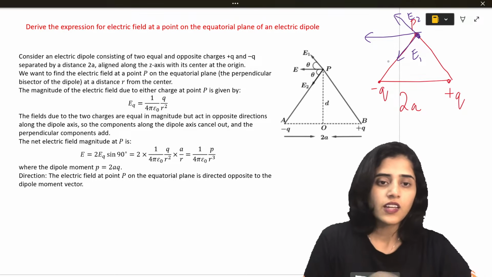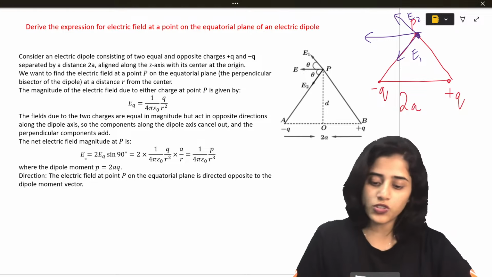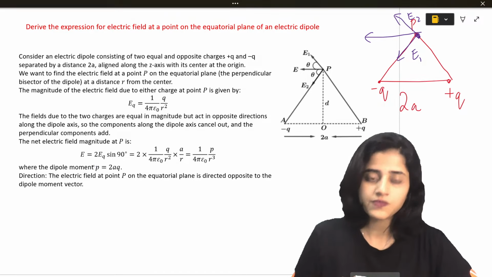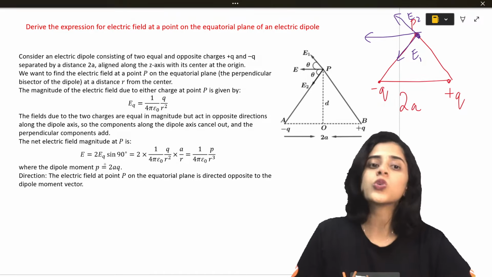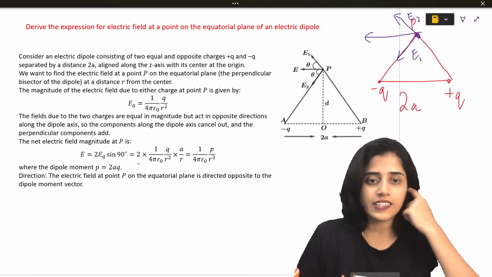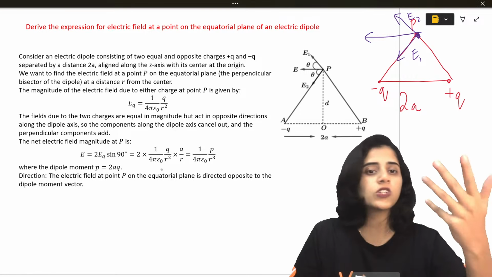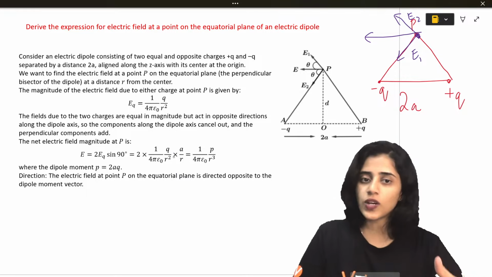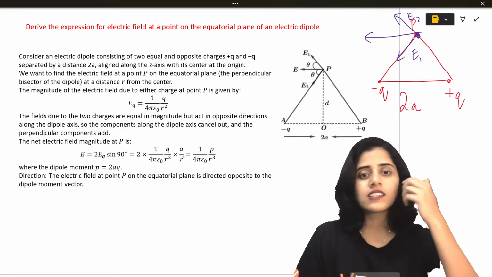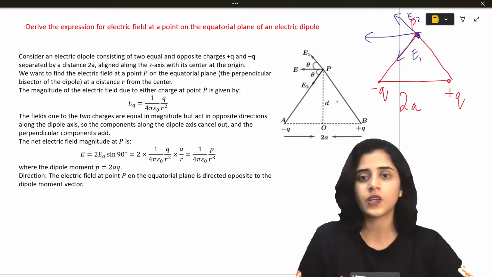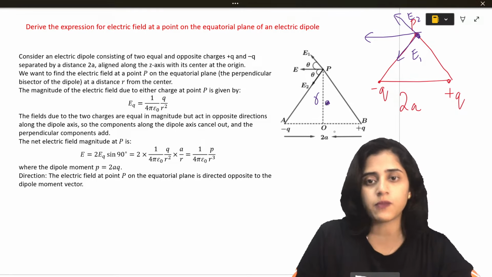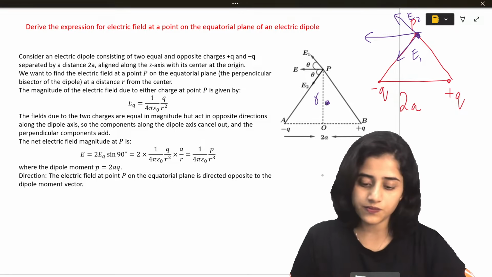Now what we are going to do is take the resultant E equal to 2 EQ sine 90, which is 2 times EQ. EQ is 1 by 4 pi epsilon 0 Q by R square into, what is it? A by R. So you can take it as R, because in the derivation it is R.